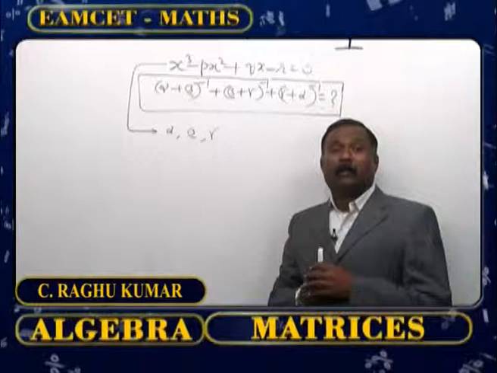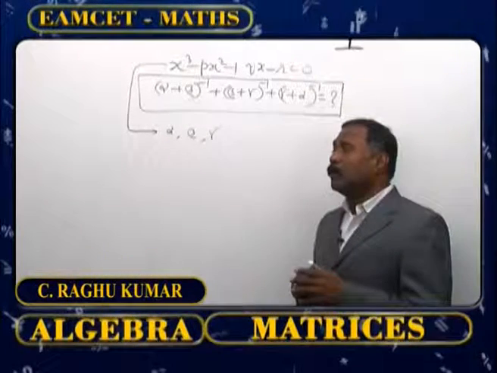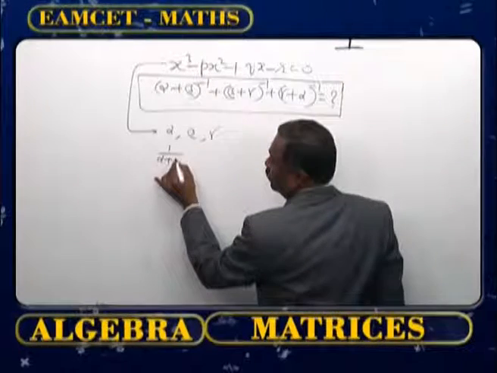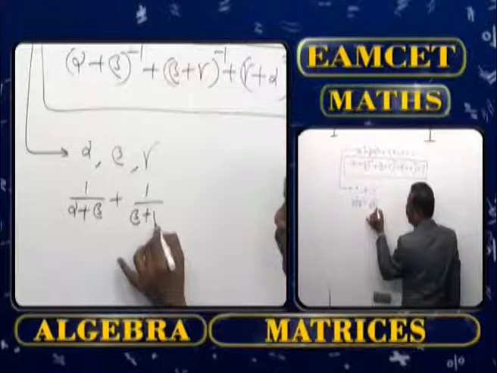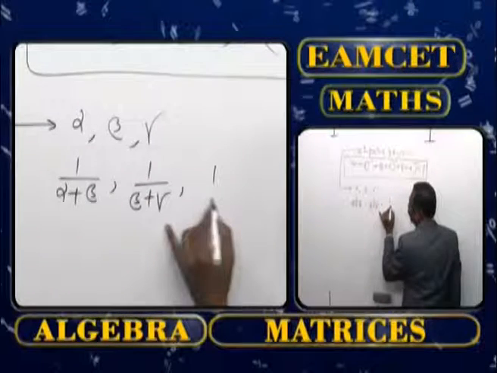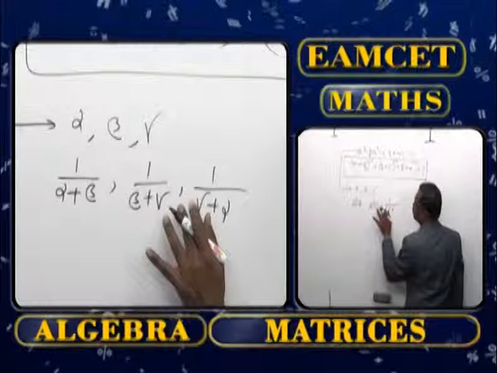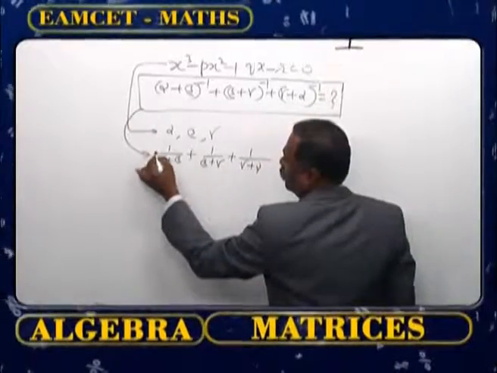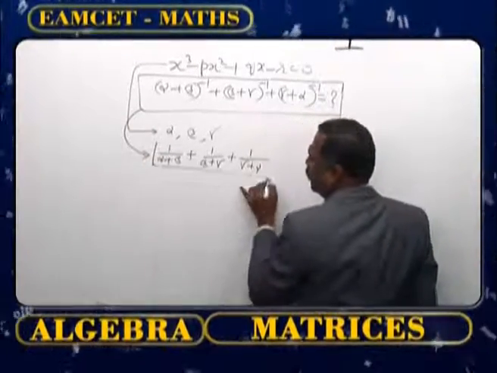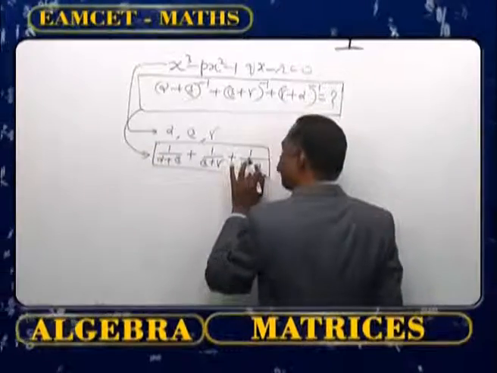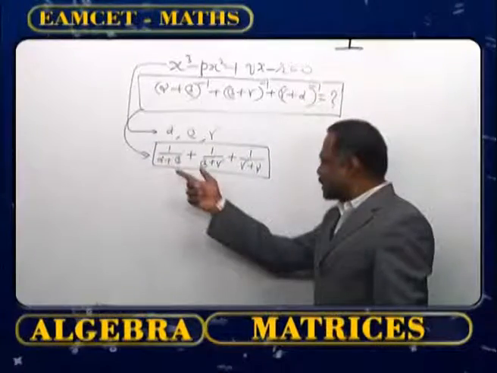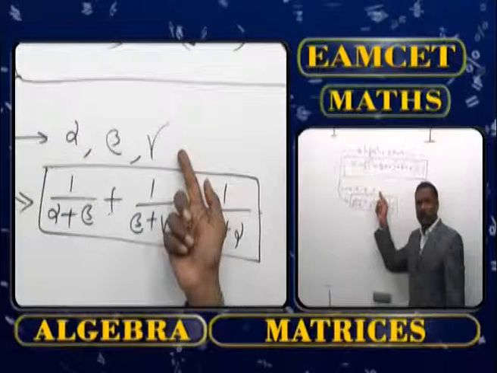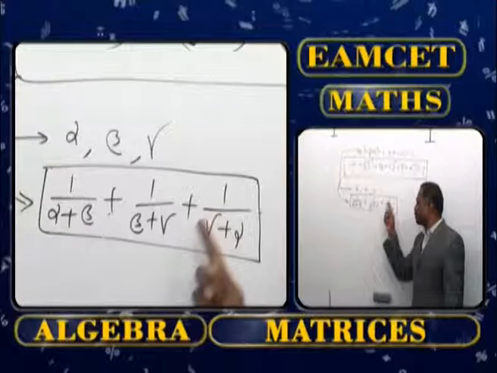It is a standard method, understand. If you see this one carefully, it is nothing but 1 upon alpha plus beta, 1 upon beta plus gamma, 1 upon gamma plus alpha. That is, the sum is needed there. This one is this equation. So what do you understand from this one? It is nothing but the sum of the roots form, of course. Sum of the roots form, but here the roots are not alpha, beta, gamma, but 1 upon alpha plus beta, 1 upon beta plus gamma, 1 upon gamma plus alpha.